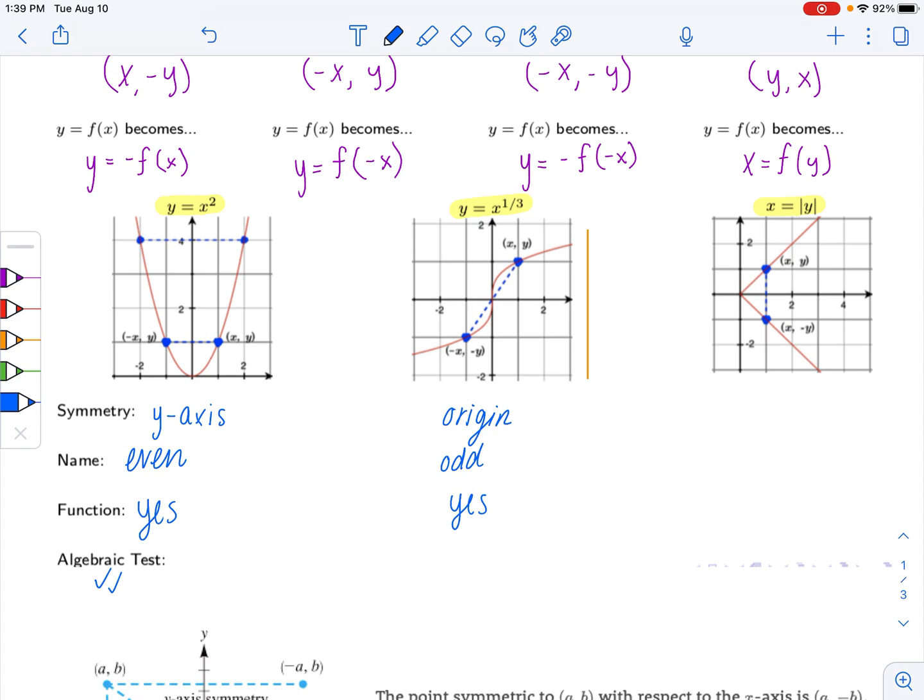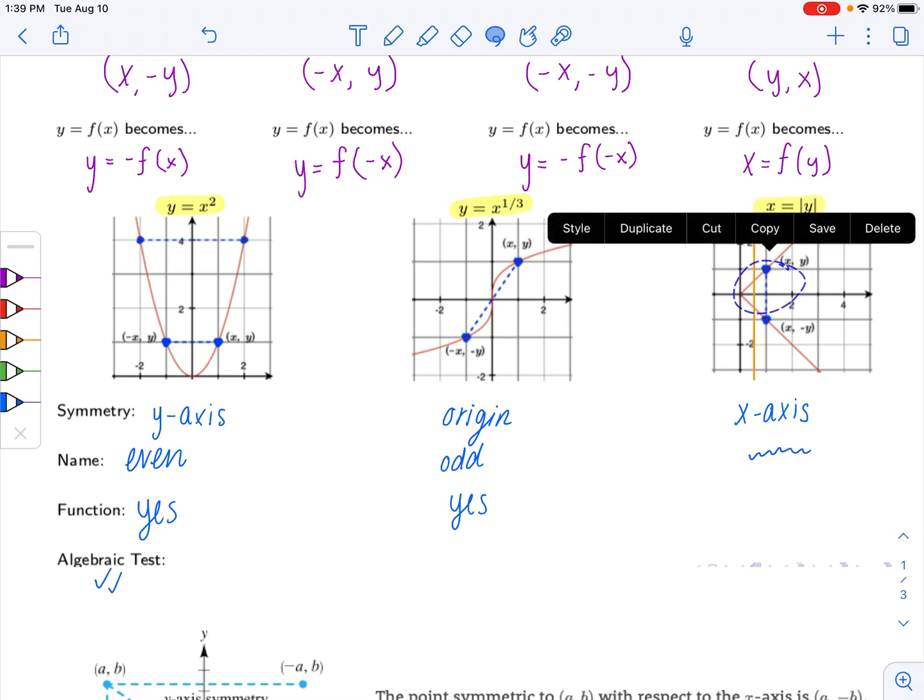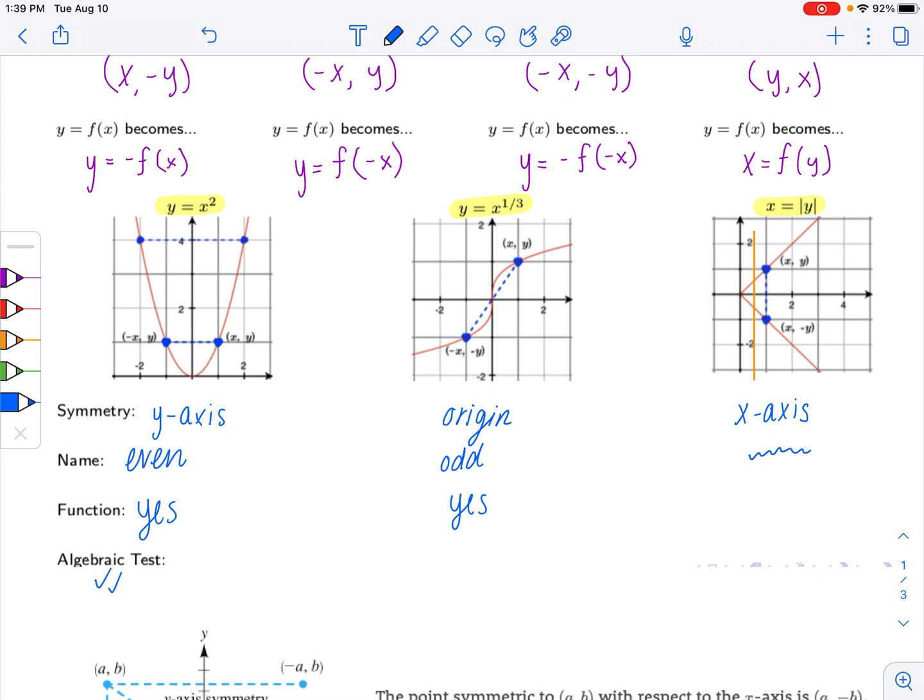Here, x equals absolute value of y. If I were to fold this on the x-axis, it would match up perfectly. There's actually no fun name for that one, sorry. And then we check if it's a function. Take our line, we hit 2 points at once. So right at that point, if I hit any 2 points at the same time, it is not a function.